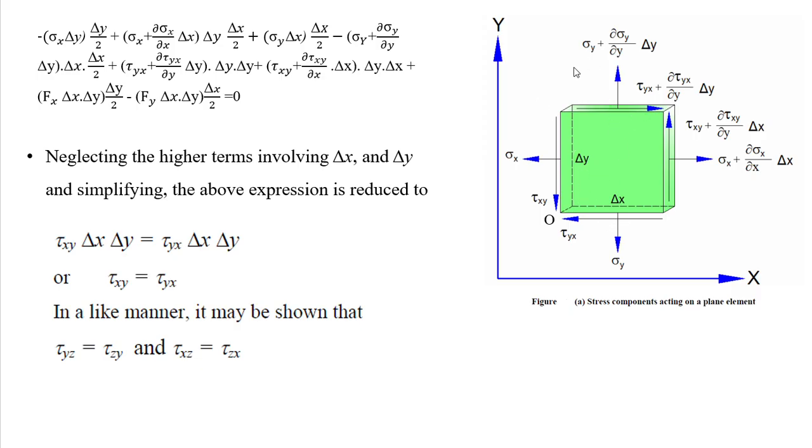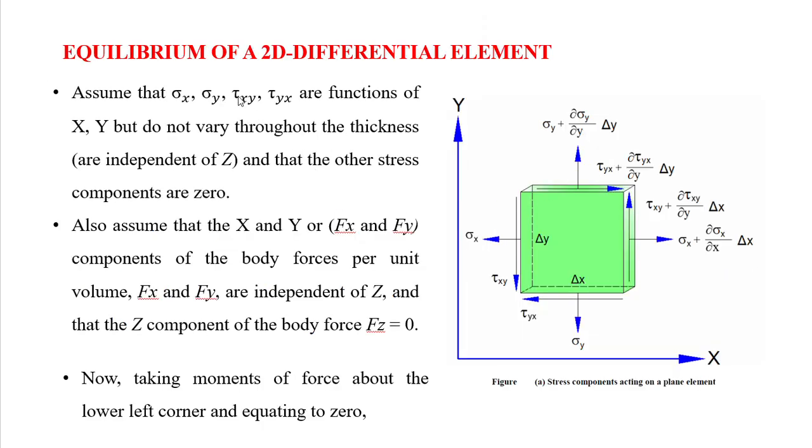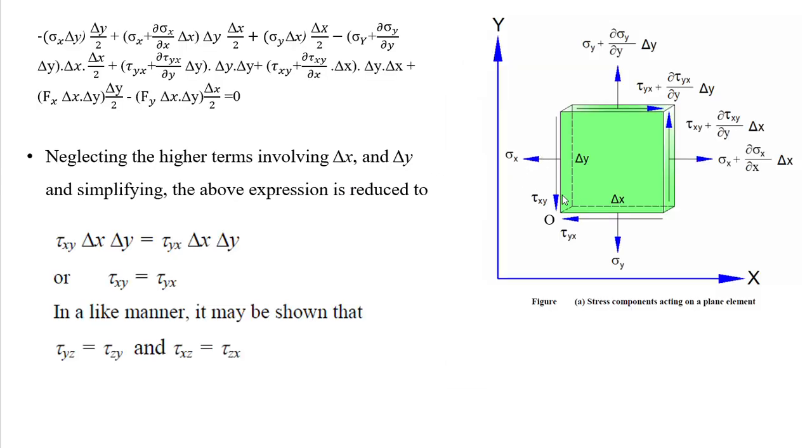Similarly we can see here the shear stress components, tau xy and tau yx. The shear stress component tau xy acts on this particular plane, which has length del y and unit thickness 1. On this surface tau xy is acting, and on the counterpart of this surface tau yx is acting.